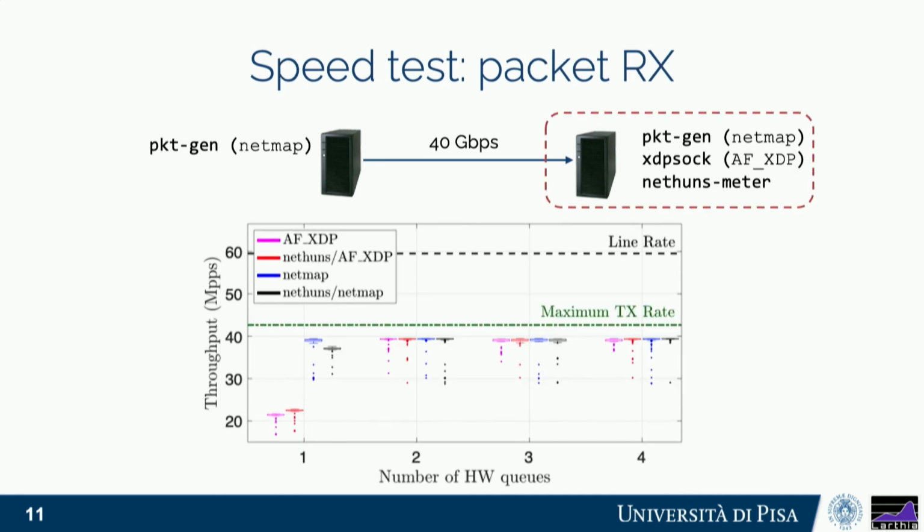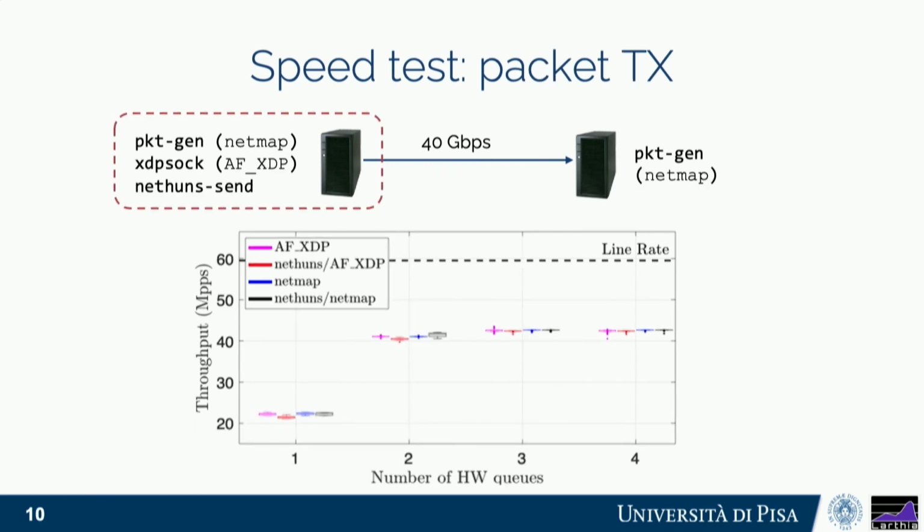For the receiving part, more or less the same reasoning applies. As you can see, first a comment. We have a theoretical line rate which is around 60 million packets per second, because we use minimally sized packets. We can't get close in any case with our hardware and with the framework that we have. But this is reported in the literature, nothing new.